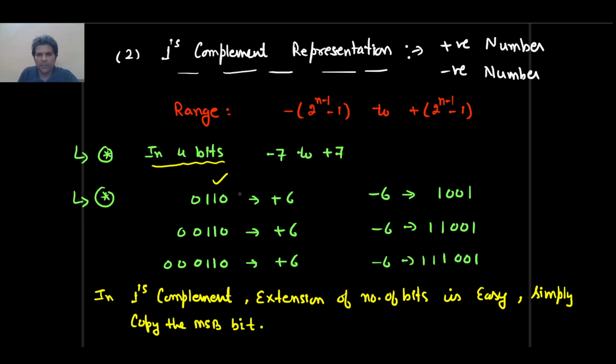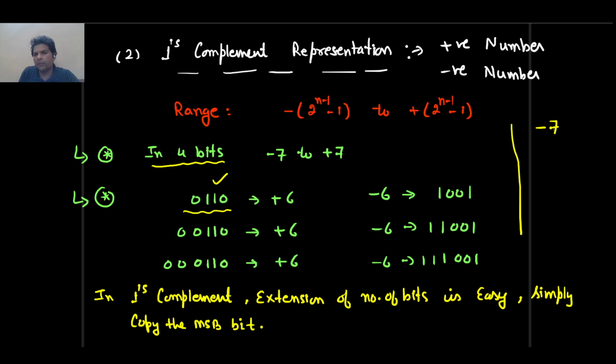How do we represent the minus 6? A negative number is represented by taking the ones complement of the corresponding positive number. So the ones complement of this one is 1001. So this is minus 6. Clear?